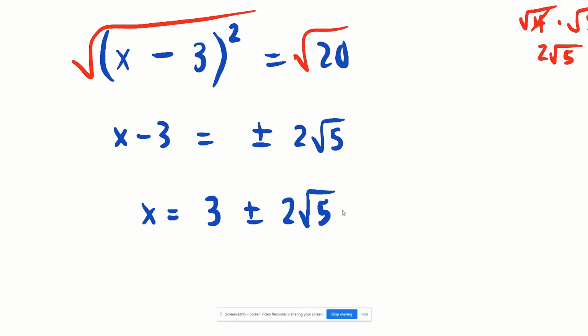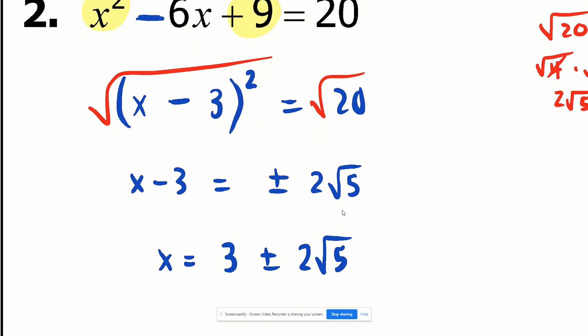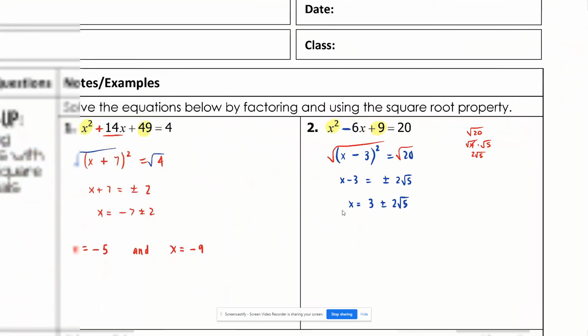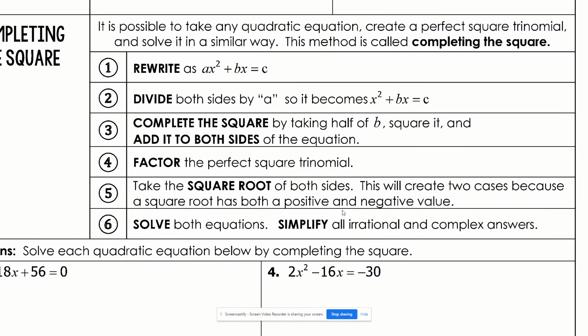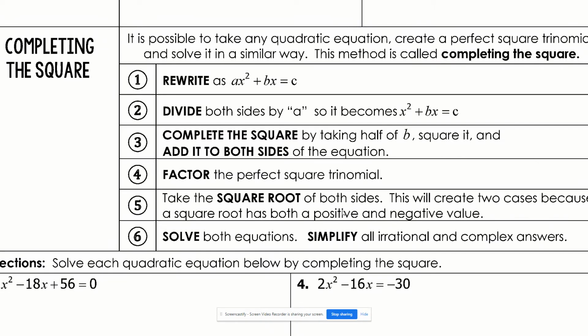So let me show you how we're actually going to utilize this concept of perfect square trinomials to actually solve today. If it's possible to take a quadratic equation and create a perfect square trinomial, we're going to do this called completing the square. Now, I'm a little different than a couple of people. I have stipulations for where completing the square is worth it versus when it's just absolutely not worth it. And my stipulations are these.